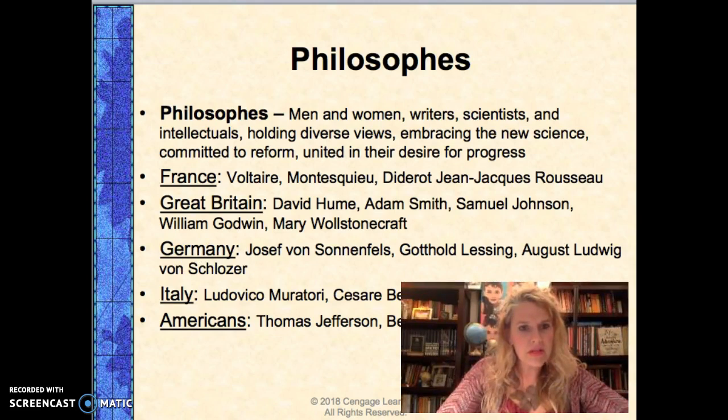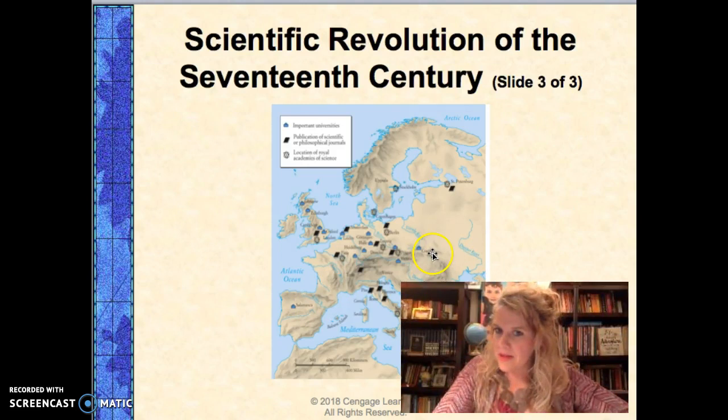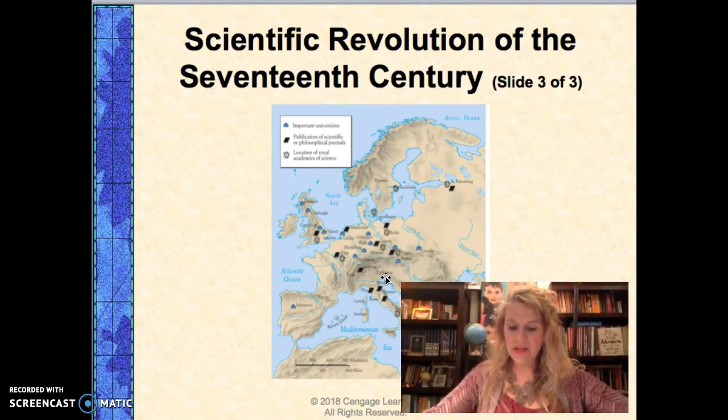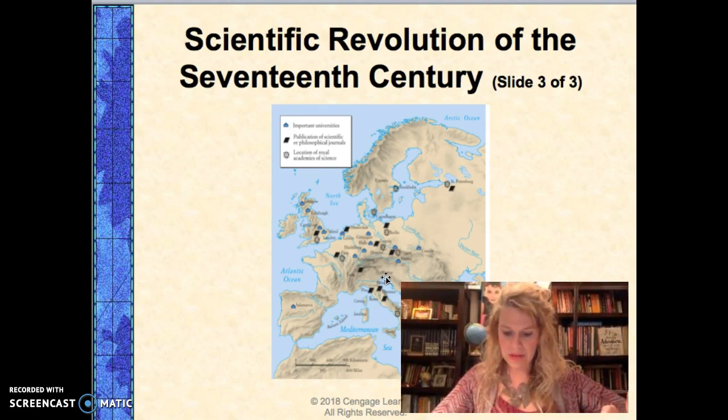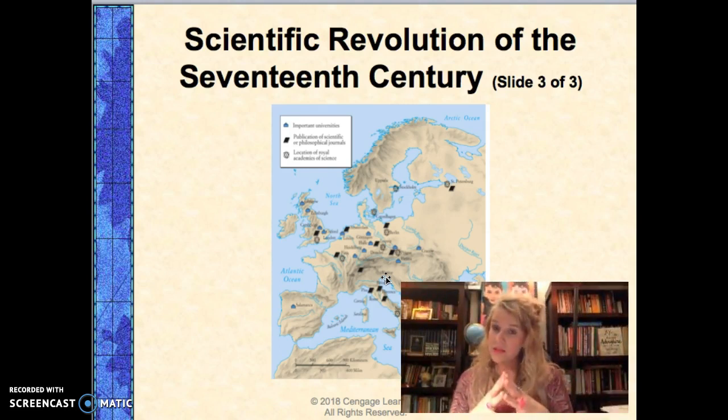Scientific revolution in the 17th century. I want you to really notice something. I want you to notice where all the universities are popping up. Okay, because this is a great picture. Publications of scientific journals are the little black books. Then you have important universities, locations of royal academies of science. And you have to remember that the first university was in Cairo, Egypt.